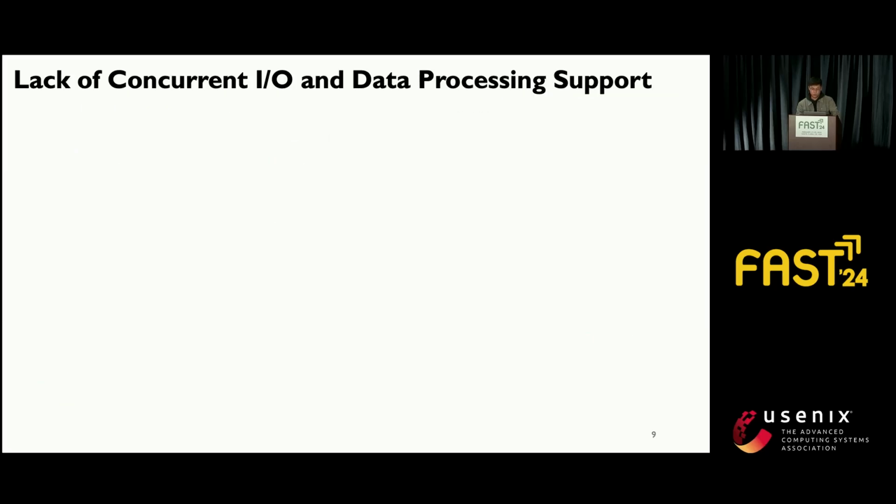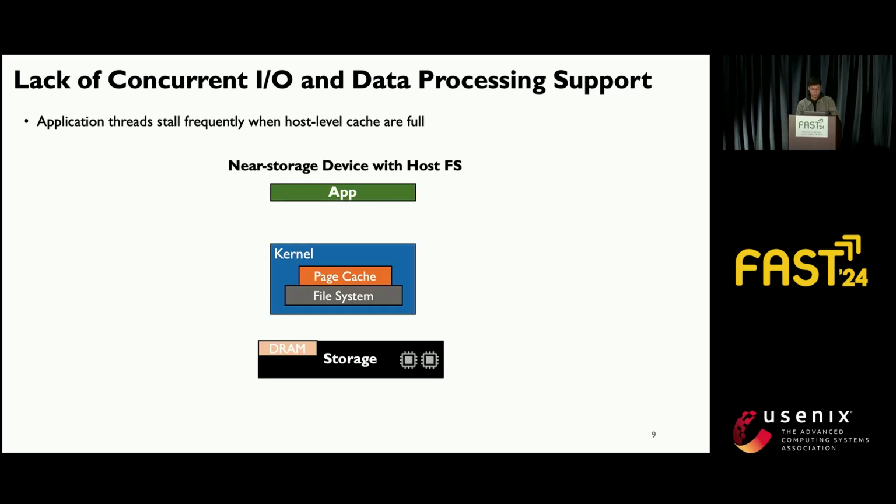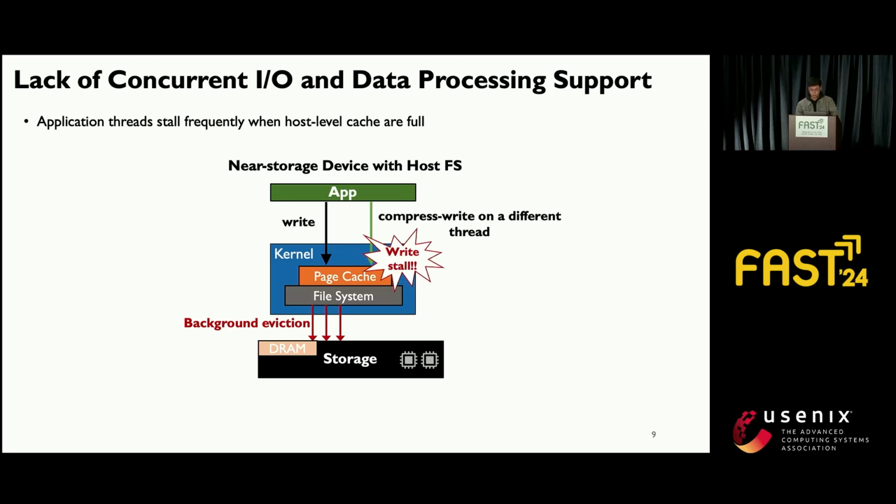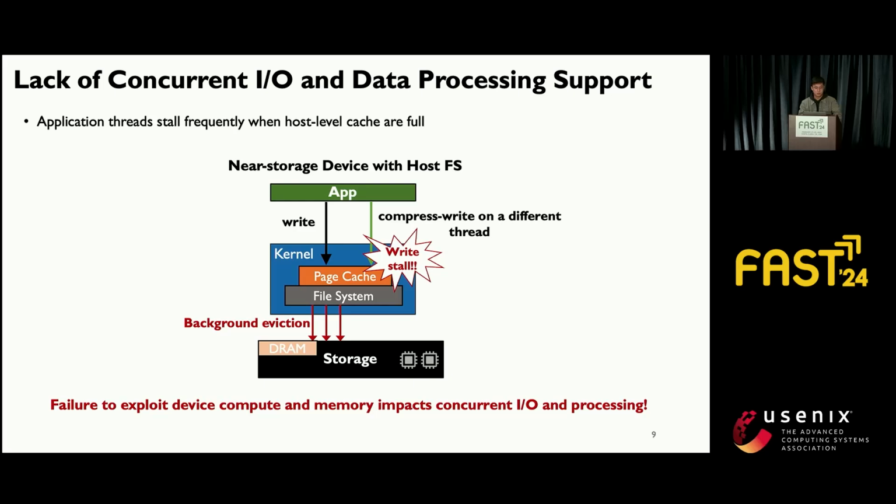Next, we also found that application stalls happen frequently when the host-level cache is full. For example, the foreground application keeps writing data to the host-level cache, and when the cache is full, the background thread starts eviction to evict data from host to storage. Meanwhile, another thread is issuing a compress-write, which will compress the data and write it back to the cache, and it will suffer a write stall waiting for background eviction. Therefore, existing designs didn't exploit the device compute and memory, which could impact concurrent I/O and data processing.